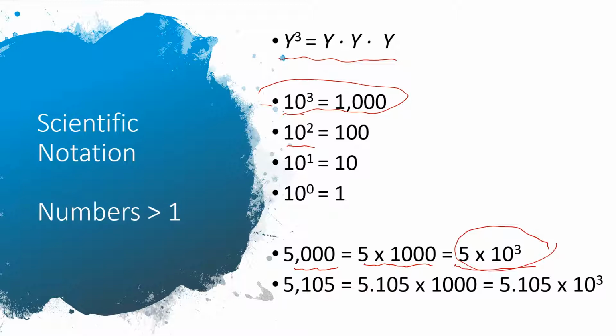And you can see the same thing in the next example, where in this case we added a few digits after the 5. So in this case we have 5105. Again, it's equal to 5.105 times 1,000. And that 1,000 we're just going to write as 10 to the third. Okay? Very easy to understand.